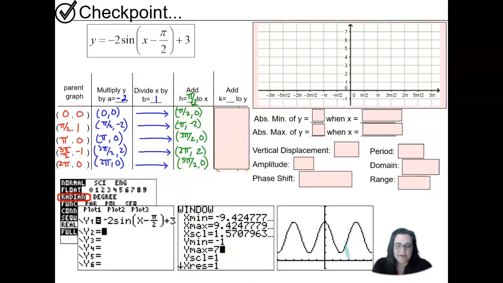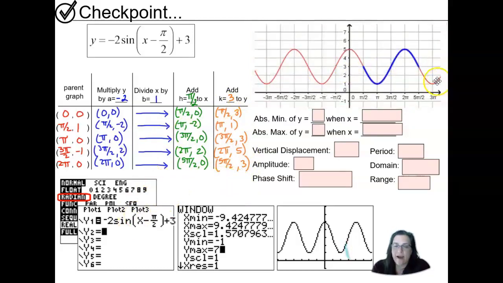Then our vertical displacement is the k, and our k is +3. So we're going to add 3 to each of these y coordinates to get this set of ordered pairs. Then we sketch those points on the graph and continue the pattern, and then trace through with a smooth continuous wave. And we end up with an absolute min here at +1.